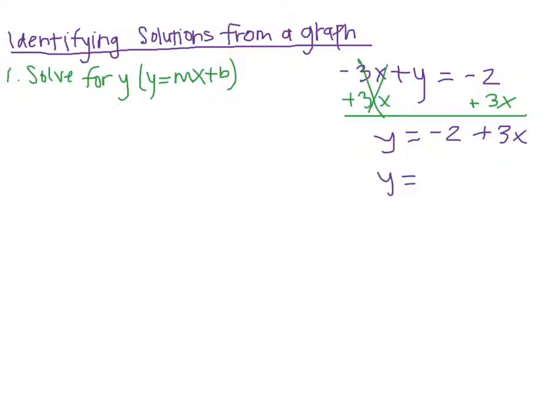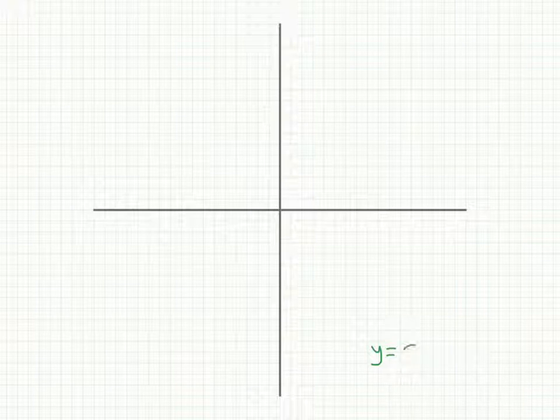Last step, I'm just going to rearrange so that we start with a positive 3x and then we have that negative 2 or minus 2. My next step is to actually take this equation, y equals 3x minus 2, and to graph the equation. So let's go on to another page with a coordinate plane. And we are going to graph that equation of y equals 3x minus 2.